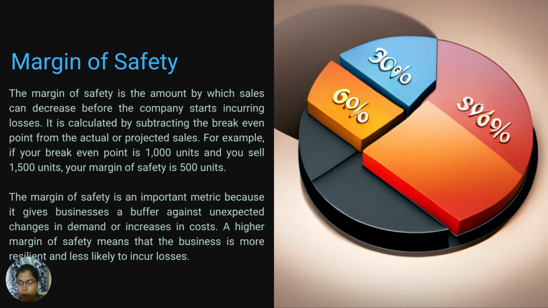But wait, there's more. As our adventure continues, we stumble upon margin of safety, a trusty shield against the unexpected storm in the business world. It's like having a magical force field that protects you from the whims of fate. Margin of safety represents the buffer between your actual sales and the break-even point. The higher the margin, the safer you are from unexpected twists and turns. Again, the margin of safety is the amount of sales which can decrease before the company starts incurring loss. It is calculated by subtracting the break-even point from the actual or the projected sales.